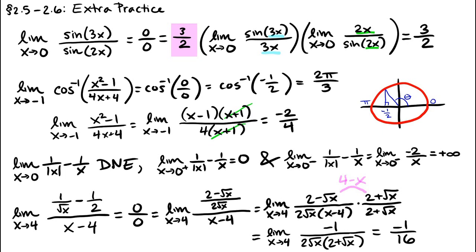Hopefully you can see from these examples that being able to identify which forms are indeterminate and to decide which strategy to apply is as important as knowing how to apply each strategy.